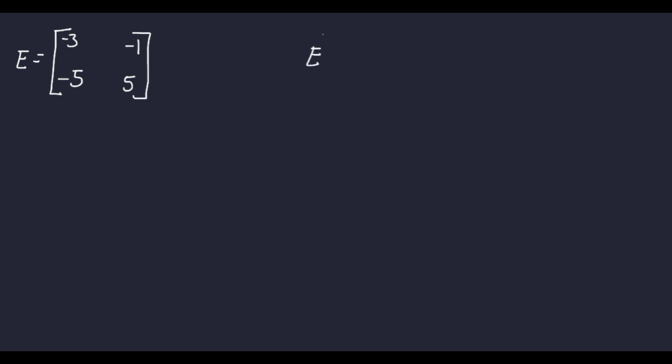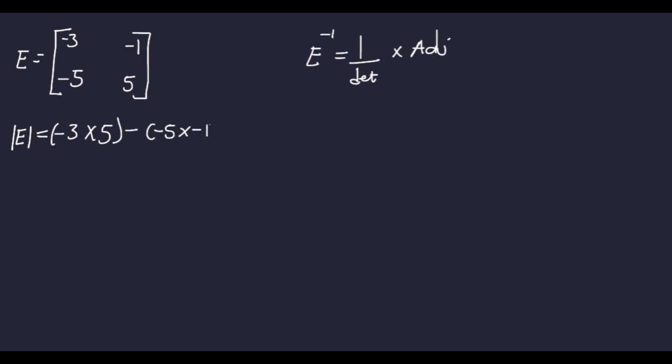So the inverse of matrix A, A raised to the power negative 1, is 1 over the determinant of matrix A multiplied by its adjoint. So let's first begin by finding the determinant. Here we have negative 3 multiplied by positive 5, minus negative 5 times negative 1. So negative 3 times positive 5 is negative 15, minus negative 5 times negative 1, which is positive 5 with the minus in front, so negative 5. So we can see that our determinant is negative 20.